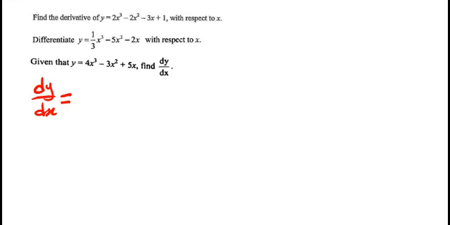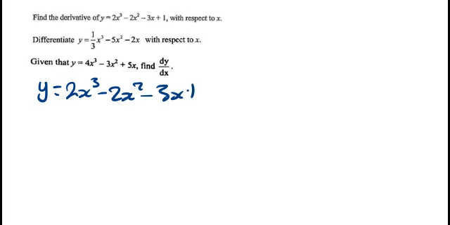Now remember, before I start differentiating, I have to write the question first. So the question is y equals 2x to the power 3 minus 2x squared minus 3x plus 1. Now, when you reach this point, you say dy over dx equals 2 multiplied by 3. 2 multiplied by 3 gives you 6x to the power 3 minus 1.